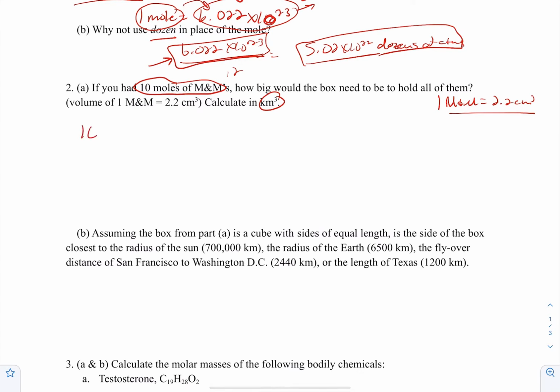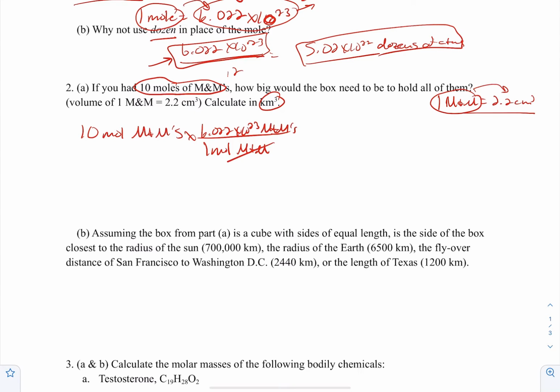I'm going to say, okay, I know I have 10 moles of M&Ms. Well, how many M&Ms is that? Because I only have a conversion of 1 M&M to 2.2, I don't have moles of M&Ms converted into some volume. So I have to turn this into the actual number of M&Ms that this is equal to. And so I have to say, okay, I know that 1 mole of M&Ms is equal to 6.022 times 10 to the 23 M&Ms.